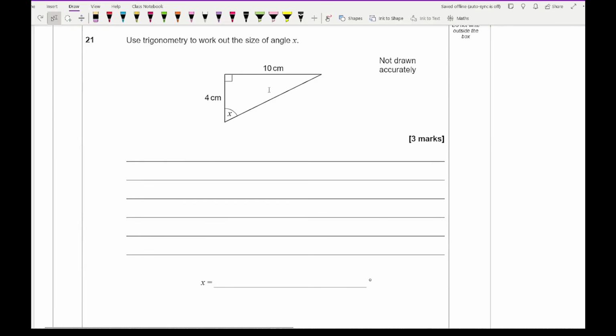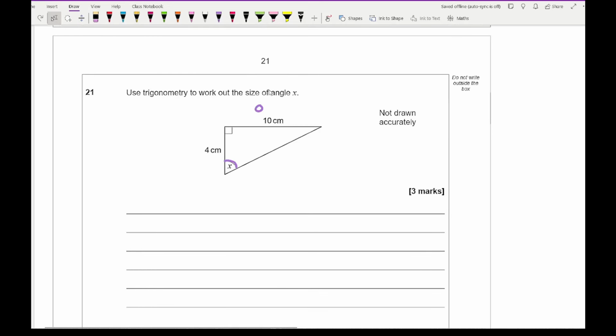Then moving on to question 21, it says use trigonometry to work out the size of angle X. Well, if this angle here is the angle X, then we can start by labeling the sides. This side here is going to be the opposite. This side here is going to be the adjacent. So which trig ratio uses opposite and adjacent? Well, it's going to be tan. So if I write down the formula, tan x equals opposite over adjacent, then substitute the numbers in. So I get tan x equals 10 divided by 4.